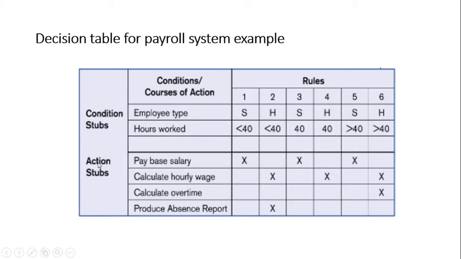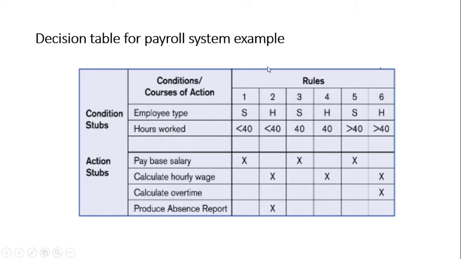Now the action stub is the possible outcomes. Either you are going to pay the basic salary, right? Or you calculate the hourly wages, you calculate the overtime also, and you have to produce the absentee report. These were the outcomes mentioned in the decision tree, remember, right? That is why I took the decision tree first, so that the problem is clear. So these are the possible outcomes, right? Now see, entries. The one which is applicable is represented with a cross. Cross doesn't mean that it is not applicable. Cross means it is included, or this is the final result, right?